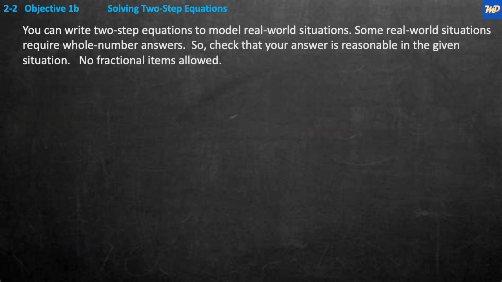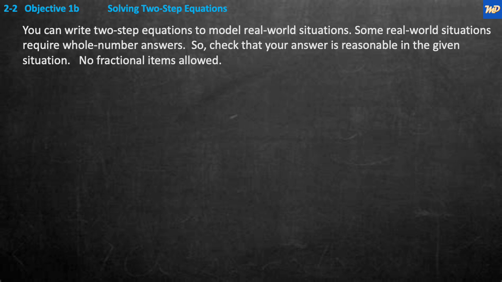Okay, objective 1B, still we're solving two-step equations here. Let's talk about it a little more. You can write two-step equations to model real-world situations. Some real-world situations require whole number answers. So what that means is when we do some mathematics, it's going to be some fractional number like 62.3, okay? So it won't be 62, the whole number.